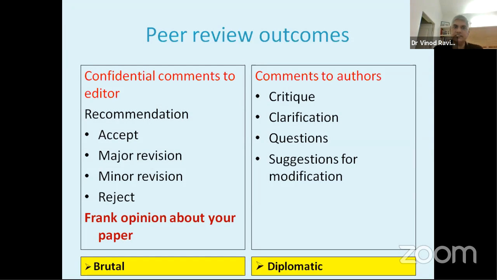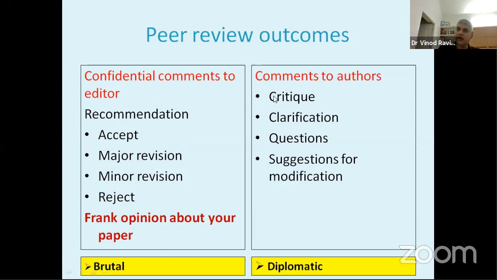Whereas the confidential comments to the editor would have a checkbox menu where it will say accept, major revision, minor revision, or reject. But most importantly, it will contain a free text box where the reviewers would put their frank opinion about your paper. So the key thing to understand is that whereas the comments to the authors would be diplomatic, the language would be diplomatic, and it should be diplomatic. Whereas to the editor, the confidential comments can be really very frank, and they would decide the ultimate fate of your paper.